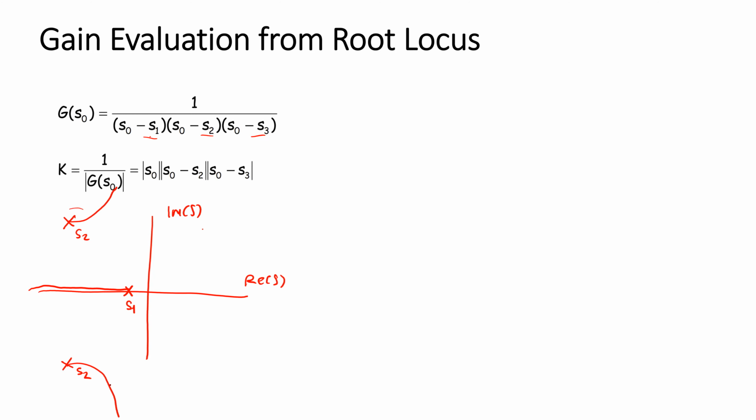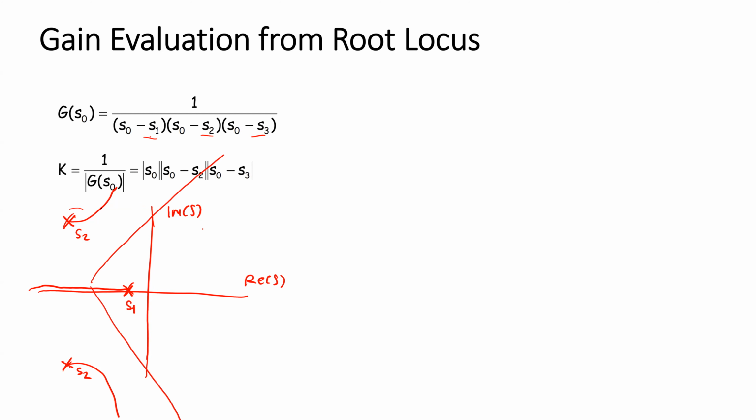Maybe this is correct or incorrect, I'm not sure, but we should use our previous steps to identify the positions of the poles and zeros, find the asymptotes and the direction of the asymptotes. We need to do that first, and then we sketch the root locus.